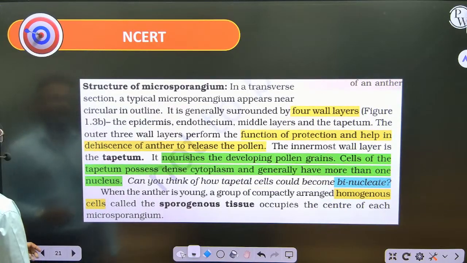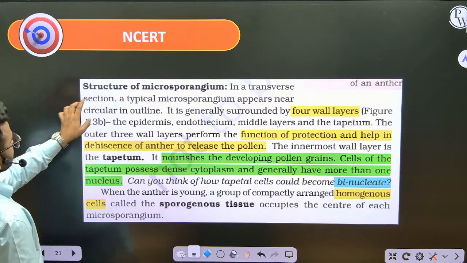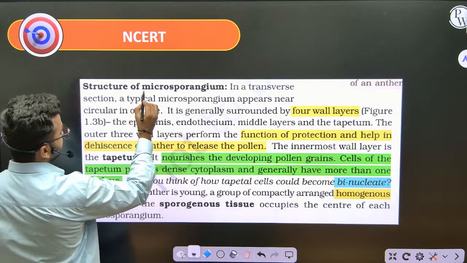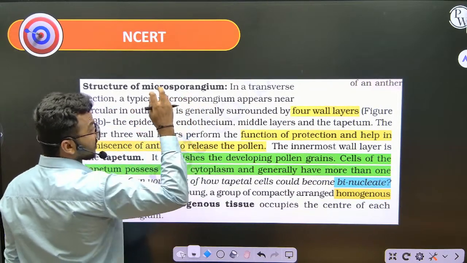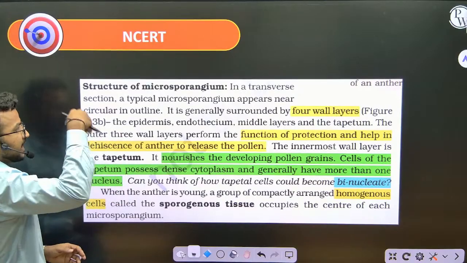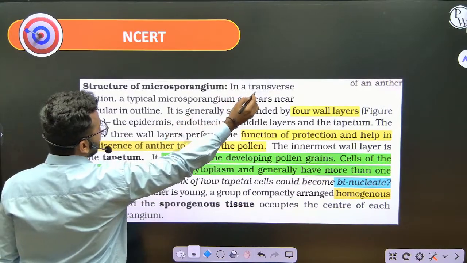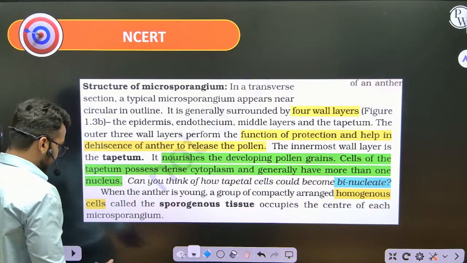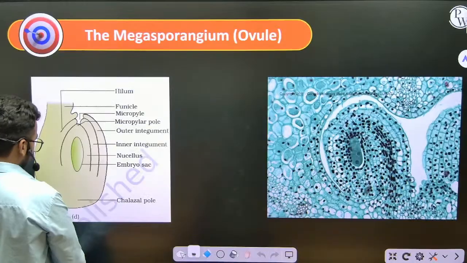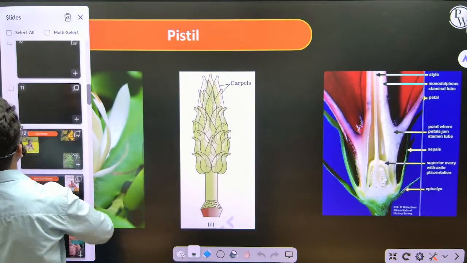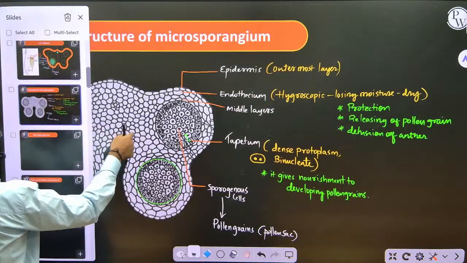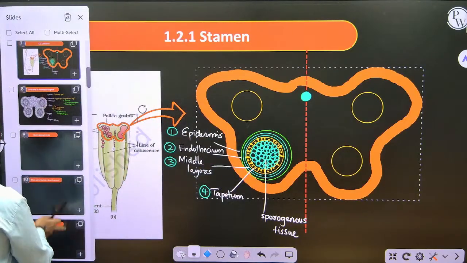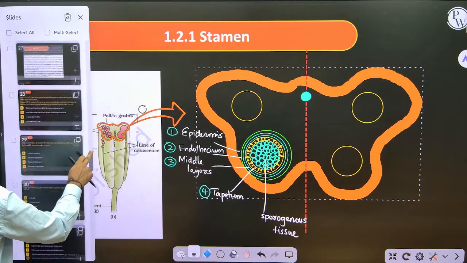So these are the NCERT lines which are given in your book. Structure of microsporangium: a microsporangium is nothing but the theca which is carrying microspores within it. In a transverse section, a typical microsporangium appears near circular in outline. See here, it is circular in outline. So the NCERT is explaining about the circular outline.